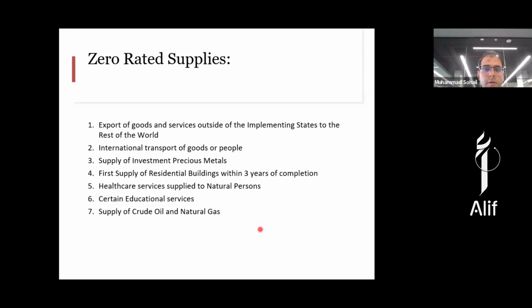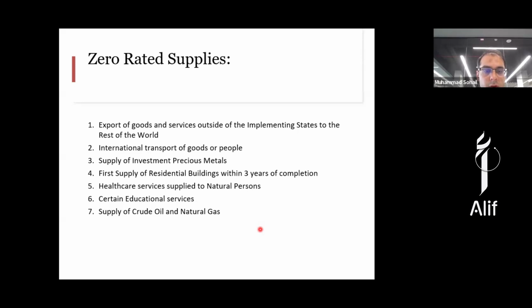International transport of goods or people. For example, you have a plane ticket, you're going from the UAE to the United Kingdom, this will be zero-rated. Similarly, transport of cargo will also be zero-rated. Supply of investment precious metals. This includes platinum, silver, and gold. Supply of a residential building within 3 years of completion. Residential buildings and apartments, if they are supplied within 3 years of completion, will be zero-rated. After the time limit of 3 years or on subsequent supply, these residential buildings and apartments will be exempt.